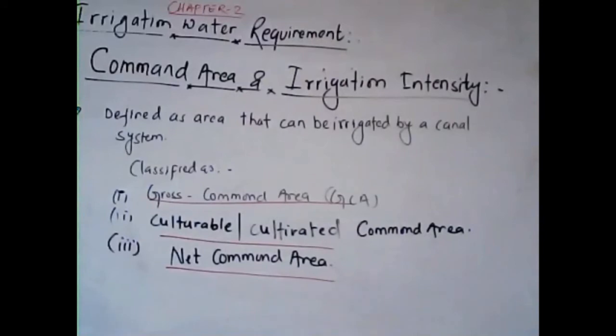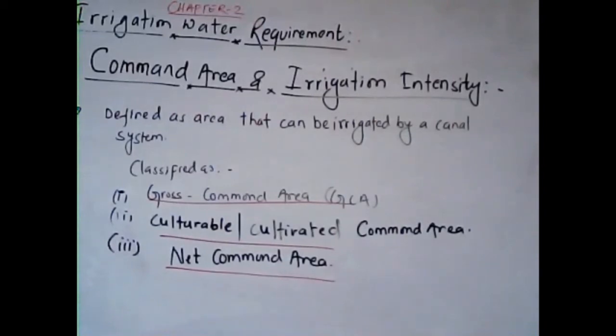So friends, the last topic of this chapter is the command area and the irrigation intensity. This command area is essential for us because by knowing this, we can assess how much of our land is being irrigated now, what the actual condition of our land irrigation system is, how much of our land is being wasted, and what the potential of our land to grow crops is. All these things we can know from the command area.